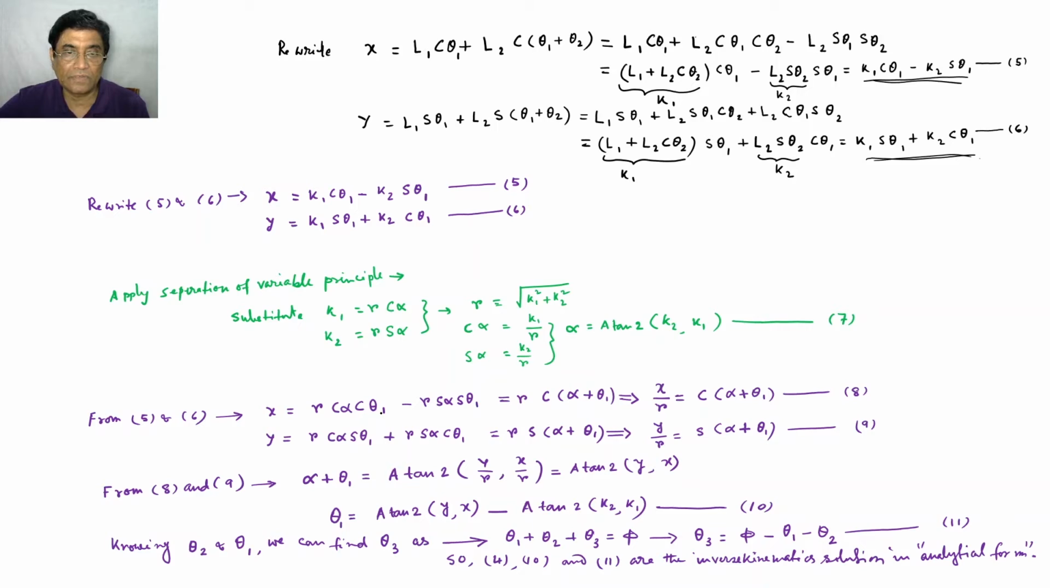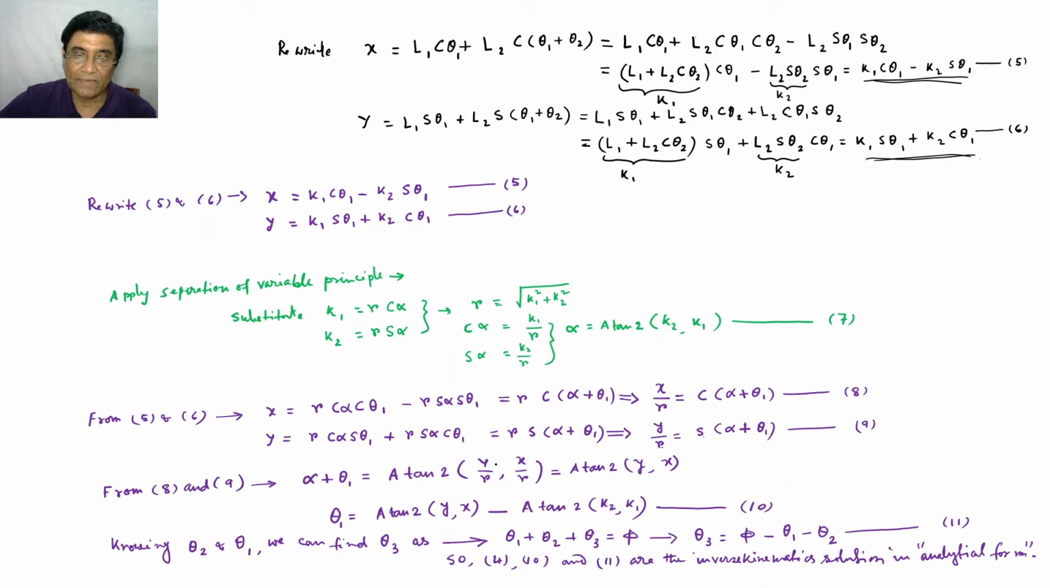So R cos alpha cos theta 1 minus R sin alpha sin theta 1 equals R cos of alpha plus theta 1. Similarly, R sin of alpha plus theta 1. So that gives you x divided by R equals cos of alpha plus theta 1. Similarly, y divided by R equals sin of alpha plus theta 1. From 8 and 9, you are getting alpha plus theta 1 equal to, again in terms of the atan2 function, y by R comma x by R.